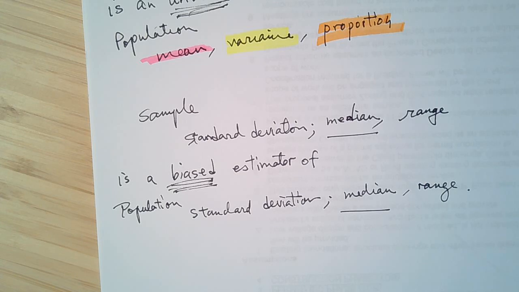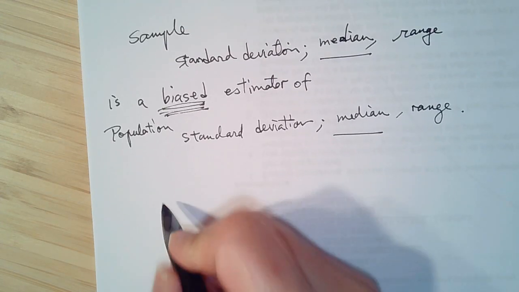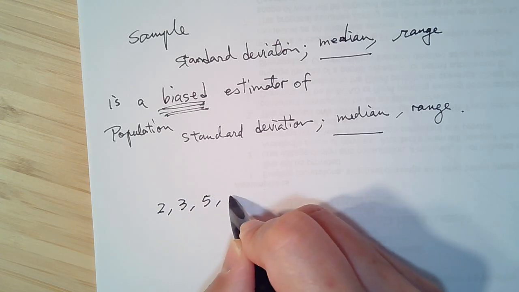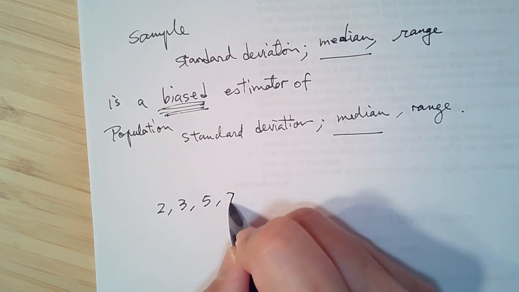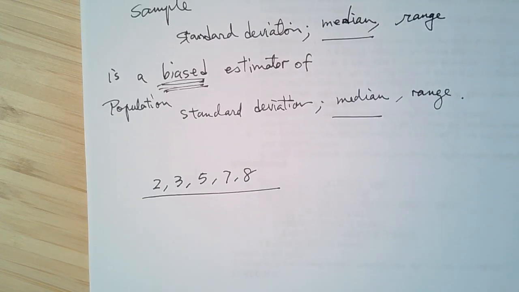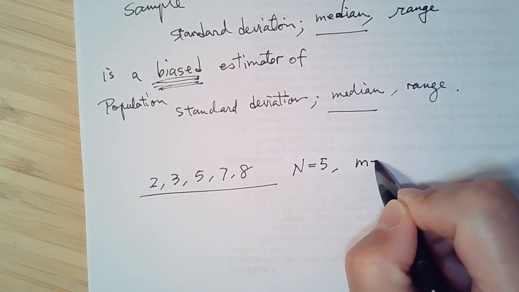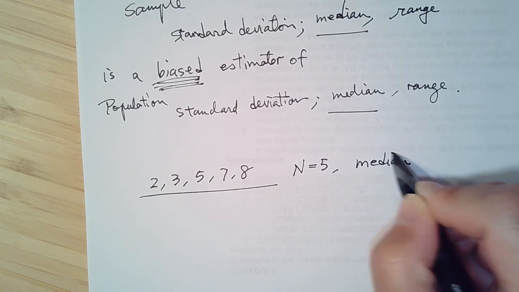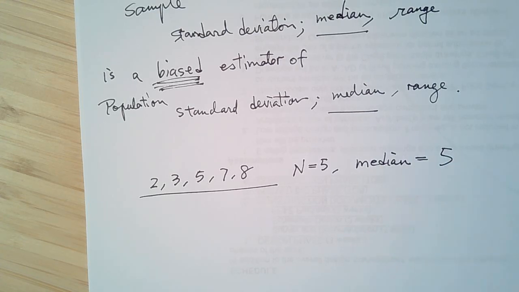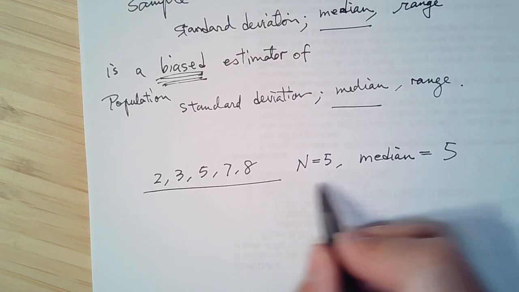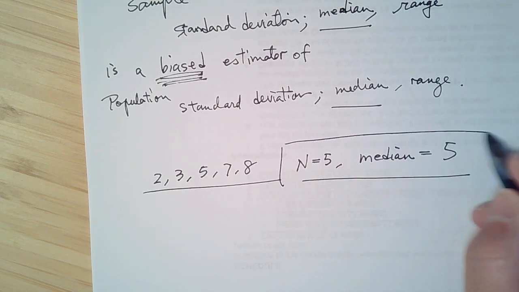All right. I give you some numbers, okay? So I give you 2, 3, 5, 7, 8. That's a very, very easy number. This is a population, N equals 5. And what is the population median? 5. You agree? There are 5 numbers in the population and the median is 5. Okay, we keep this in mind.